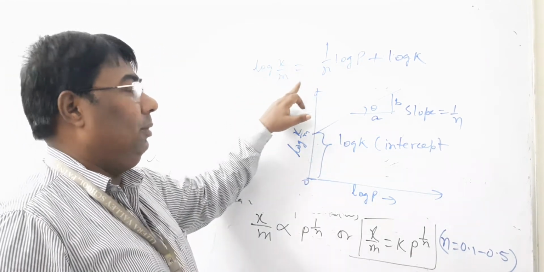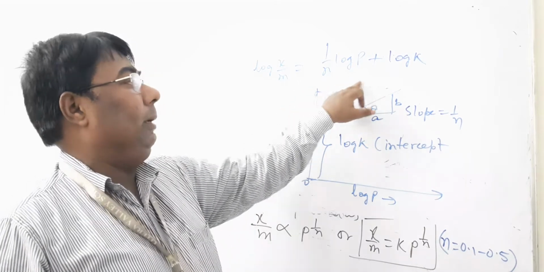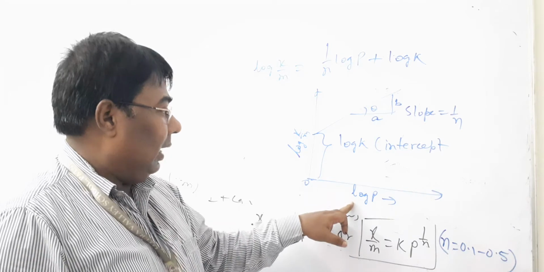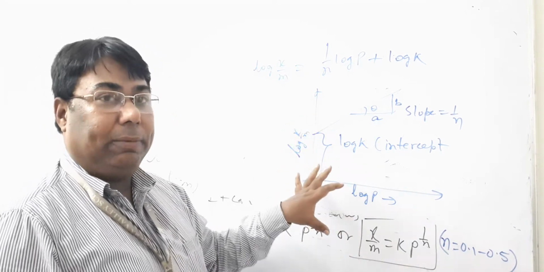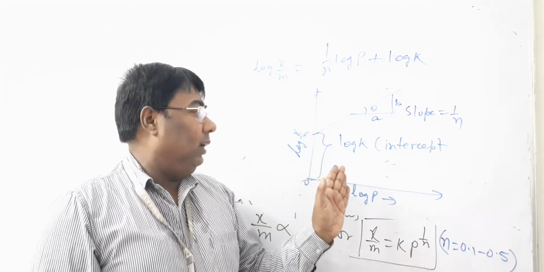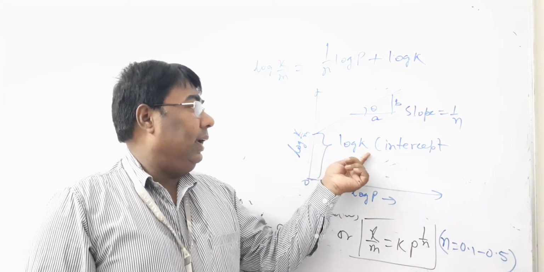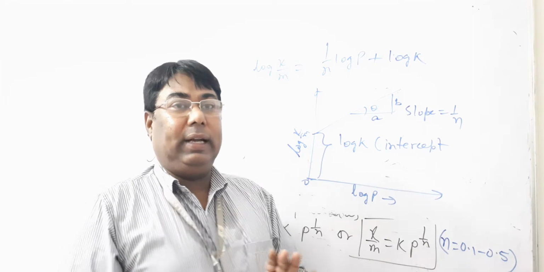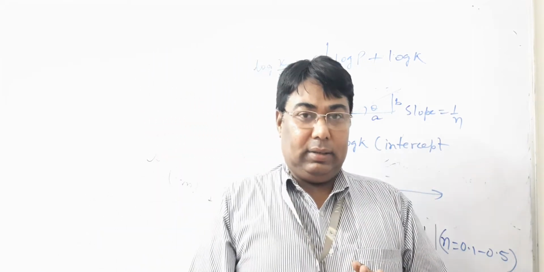So log x by m is equal to 1 by n log p plus log k, and then we plot a graph between log x by m and log p. Then an intercept graph is obtained, and this intercept gives the value of log k and slope is equal to 1 by n. Hoping that all of you understand very well.